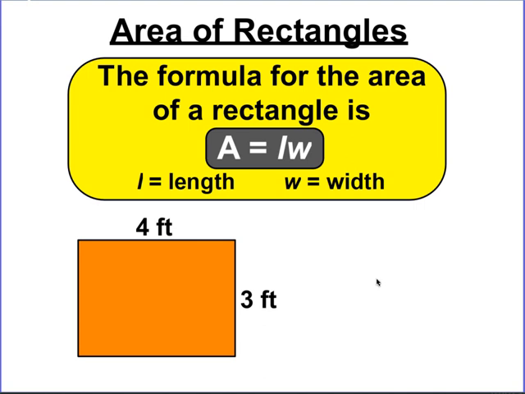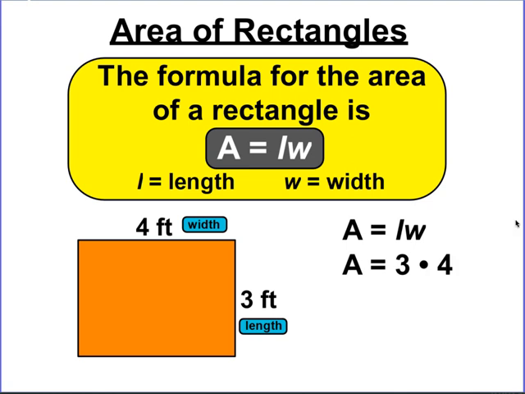So here we have our rectangle here. Its width is 4, its length is 3. So start by writing down the formula on your paper after you get your length and width figured out. So A equals LW, or L times W, and then substitute or put in your numbers. So A equals 3 times 4, because 3 is the length and 4 is the width. And then the answer is A equals 12. The area is 12. We need a label.